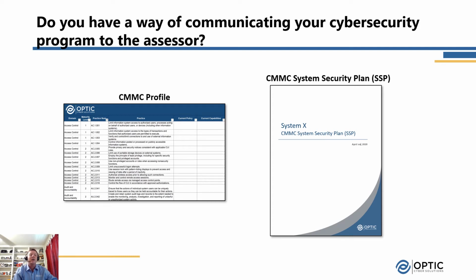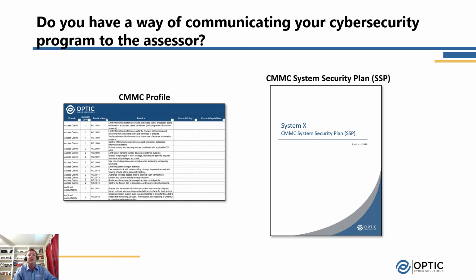While you're not required to have policies or procedures in place, it's always helpful to have kind of a cheat sheet, if you will, of how you have implemented each of the practices, right, and the capabilities that you have in place. That way when the assessor comes in, you're able to clearly articulate and demonstrate those capabilities when they're in place.